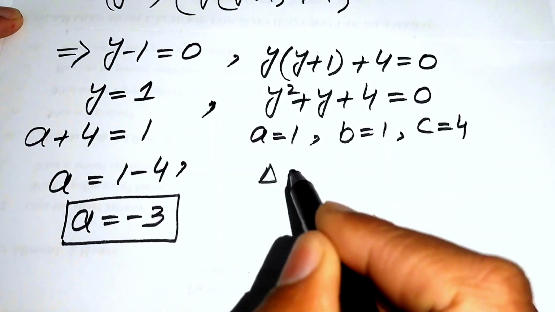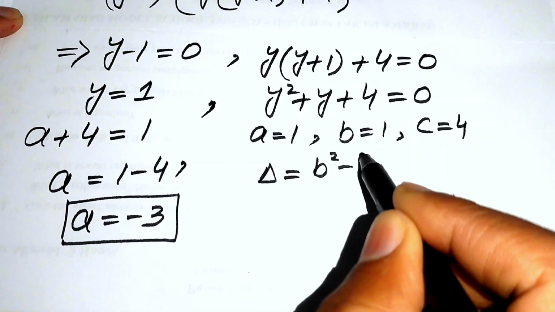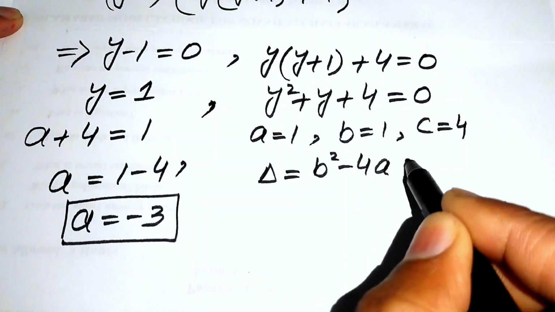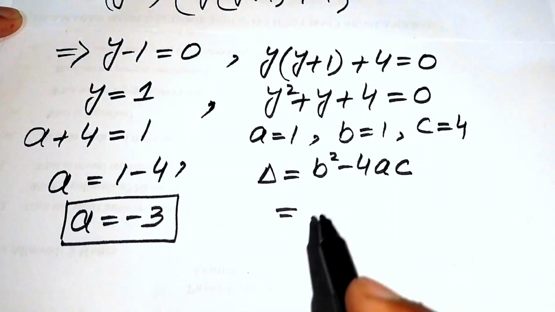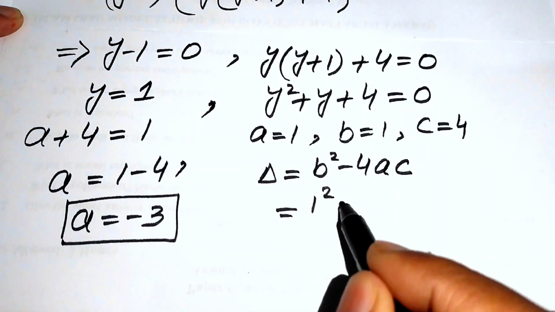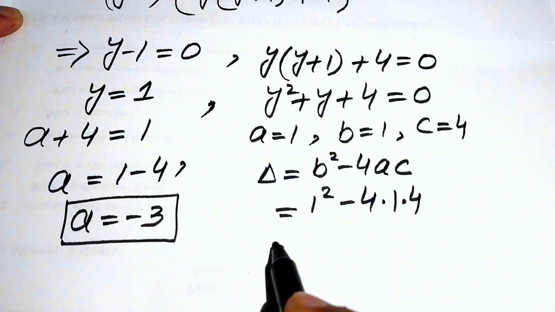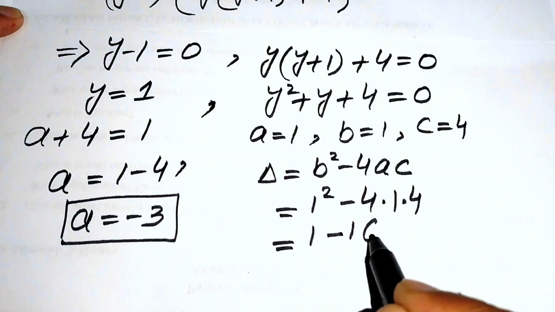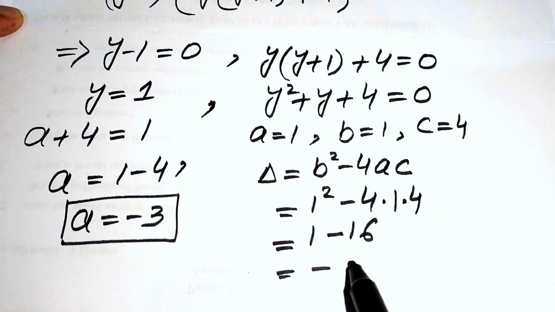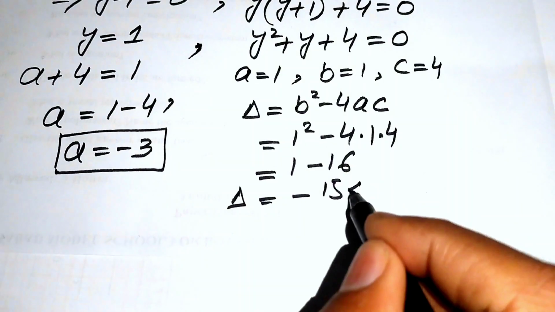So our discriminant formula is written as delta equals b squared minus 4ac. So we put the values of a, b, and c here, and we see that this is 1 squared minus 4 times 1 into 4, and 1 squared equals 1, minus 4 times 4 is 16, and 1 minus 16 equals minus 15. So you see that our delta is less than 0.